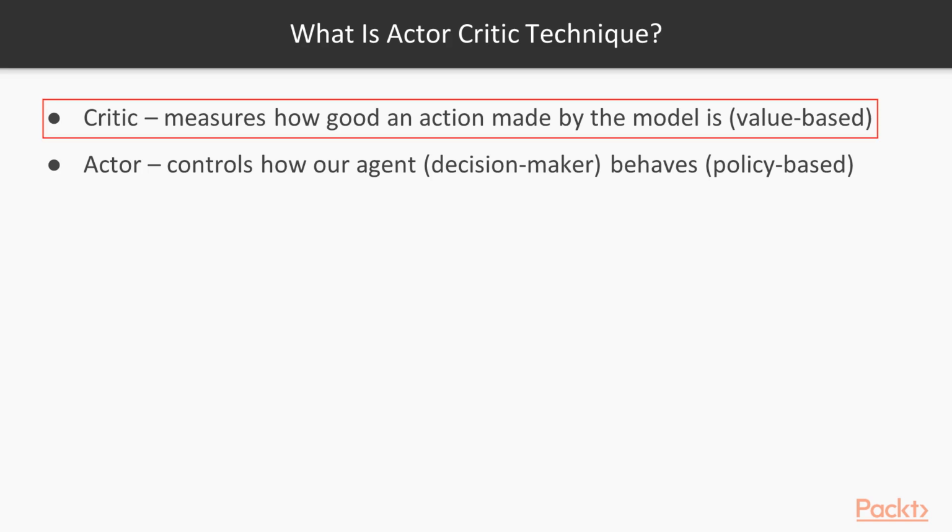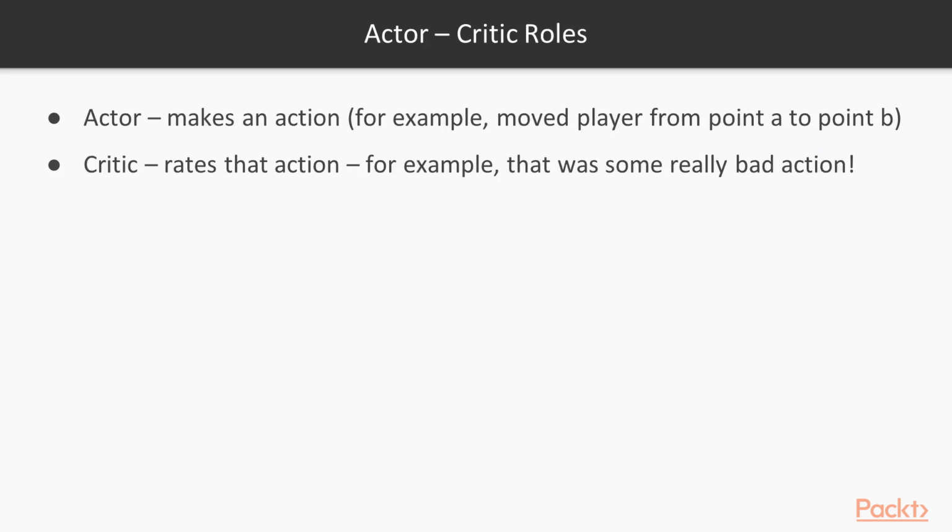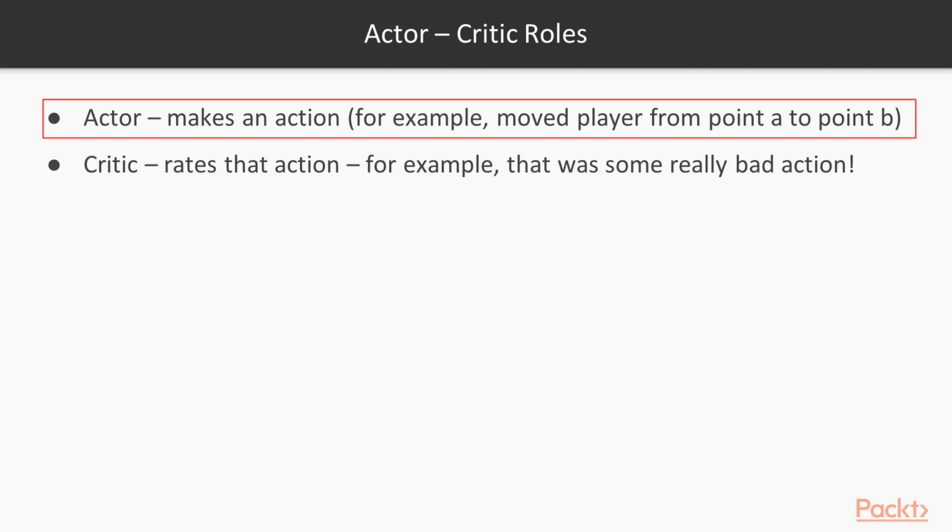The critic part is another thing that measures how good an action made by the model is. So it will take a value into account. Also, we will have an actor. It will control how our agent, the decision maker, behaves. So this will be a policy. Let's take a look at the roles of both of them. The actor makes an action, for example, moves a player from point A to point B. So this is the responsibility of the actor.